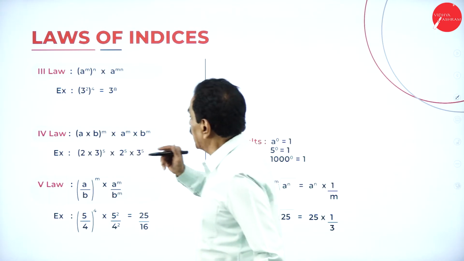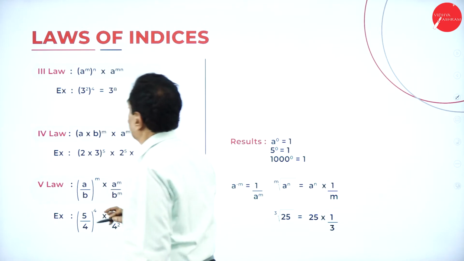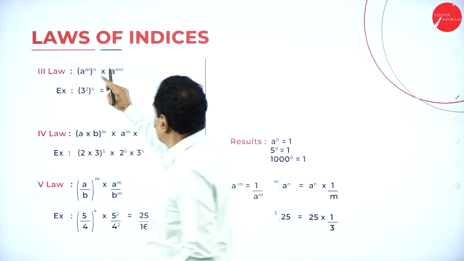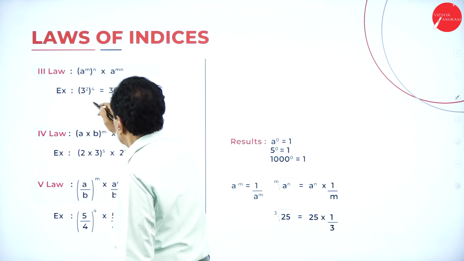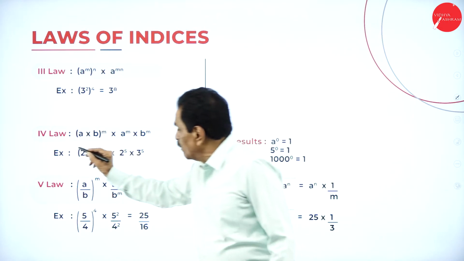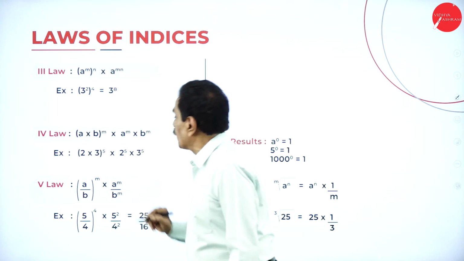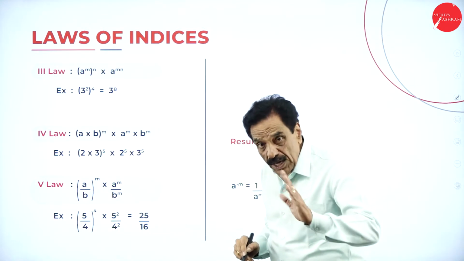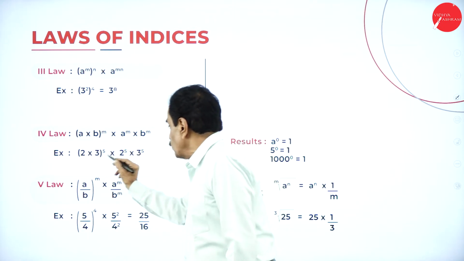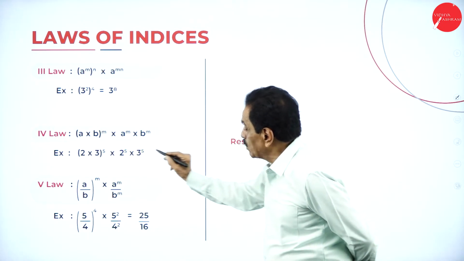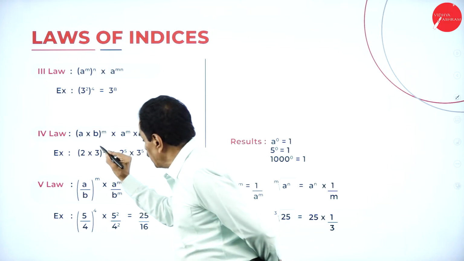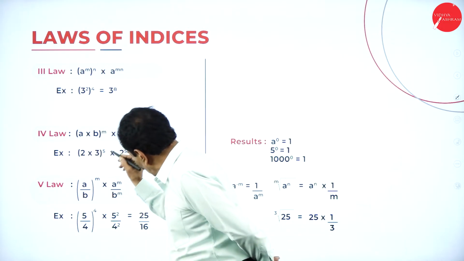Then we'll move on to the third law. a to the power of m, the whole to the power of n. It should be in the bracket only: a to the power of m to the power of n is a to the power of mn. So 3 to the power of 2 to the power of 4 is 3 to the power of 8. Then fourth law, ab to the power of m belongs to both a and b: a to the power of m into b to the power of m. 2 into 3 to the power of 5 is 2 to the power of 5 into 3 to the power of 5. So this 5 belongs to 2 also, and this 5 belongs to 3 also.